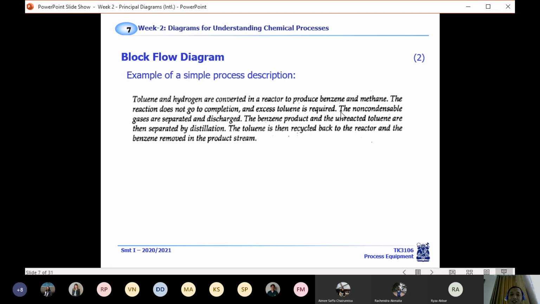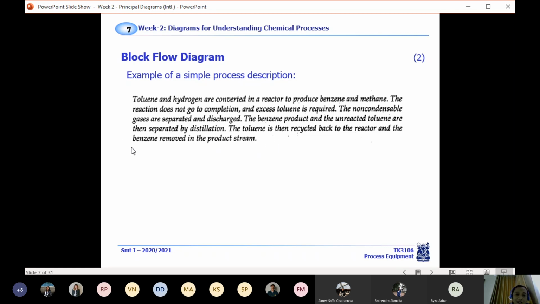So I will continue. The non-condensable gas is aspirated and discharged. The benzene product and unreacted toluene are then separated by distillation. The toluene is then recycled back to the reactor because toluene is important and also very expensive. If we discharge the unreacted toluene, first it becomes waste, and second it is costly. So the remaining unreacted toluene, we will recycle back to the reactor, and the benzene is removed in the product stream.